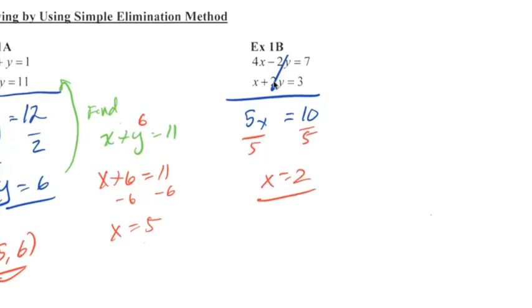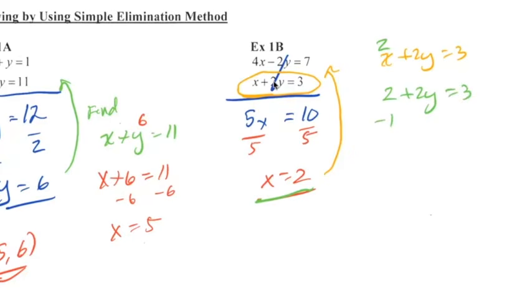But much like last time, you cannot just give me one answer. I need the y also. I need the pair. Plug into any one of these you want. I think the bottom one's a little easier. We have x plus 2y equals 3. But we found out that x equals 2. 2 plus 2y equals 3. Minus 2 from both sides. I get 2y equals 1. Divided by 2, and y equals 1/2. My answer is (2, 1/2).